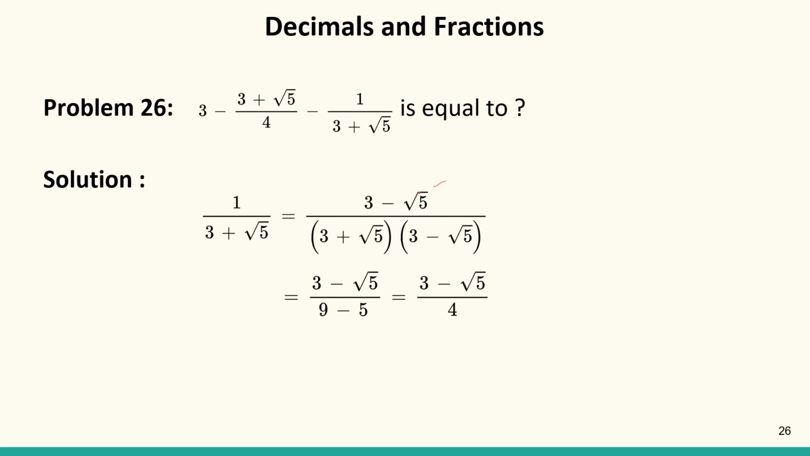What we do is we try to remove the square root part in the denominator. How can we do this? We have already discussed it: we multiply by its square root conjugate. If a plus square root b is there, we multiply it with a minus square root of b, so we are left with a square minus b. So this is 9 minus 5, which is equal to 4. So 3 minus root 5 by 4 is the answer here.